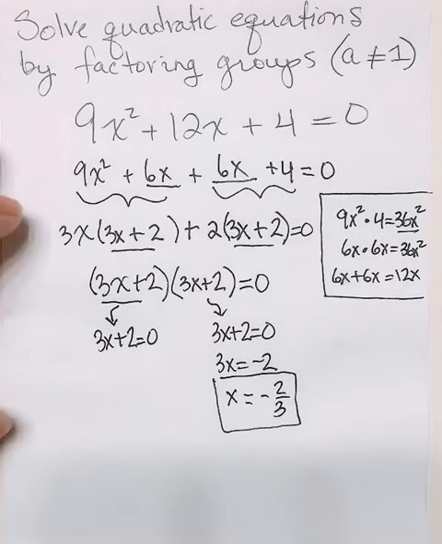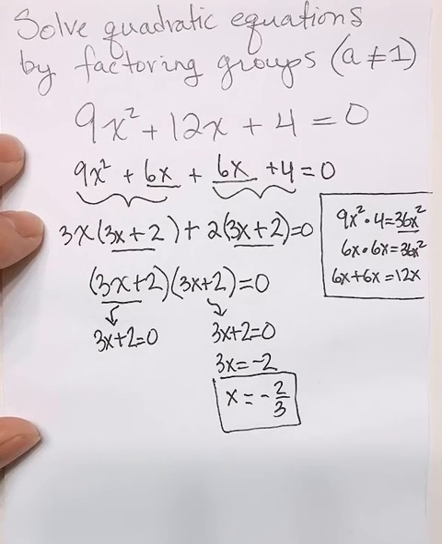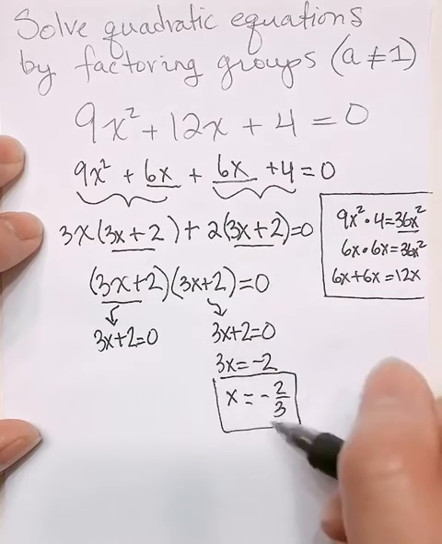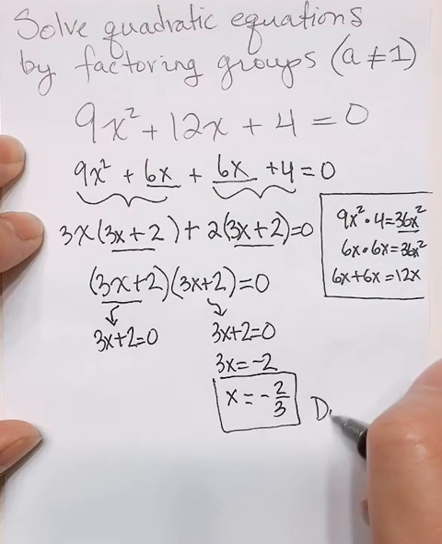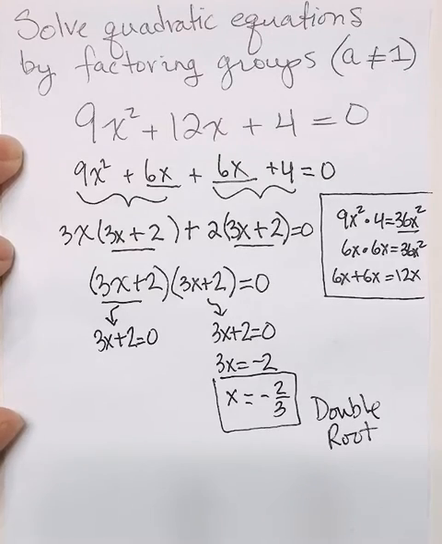Again, I think I mentioned this to you before, but let me remind you: whenever this happens, you have the exact same answer twice. It's called a double root. This means your graph touches the x-axis at only one point, which happens to be the vertex.